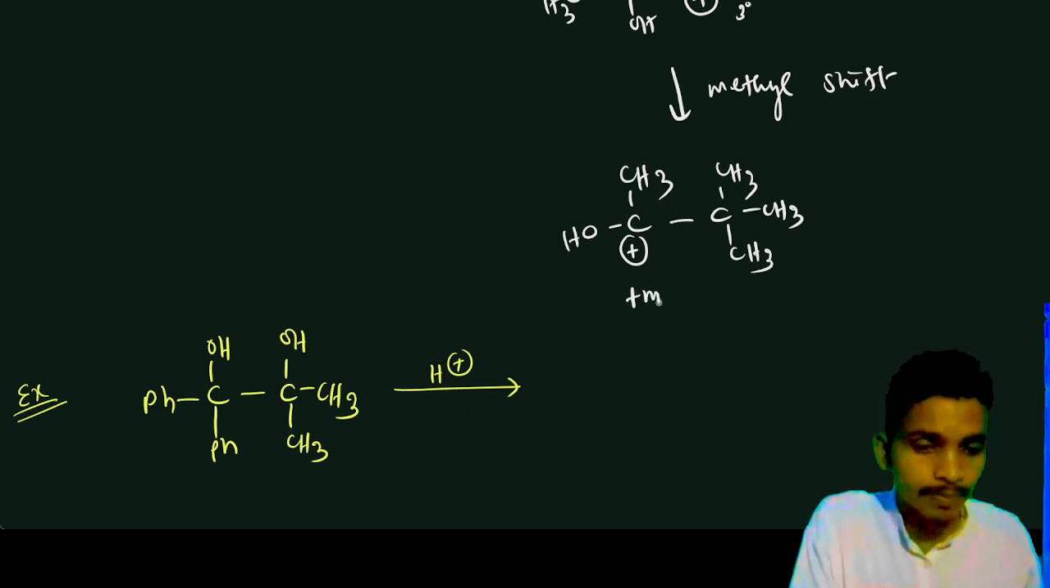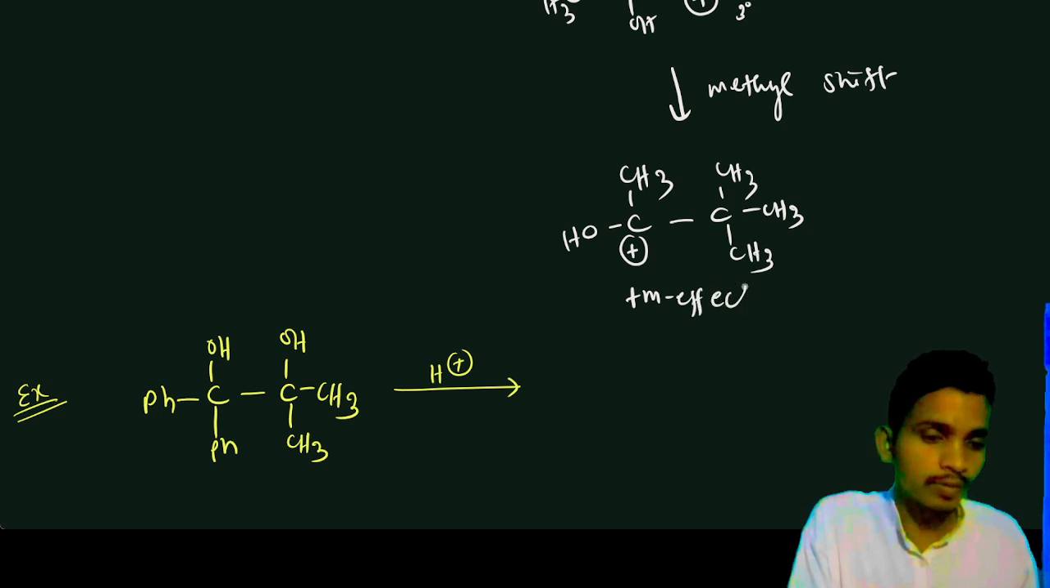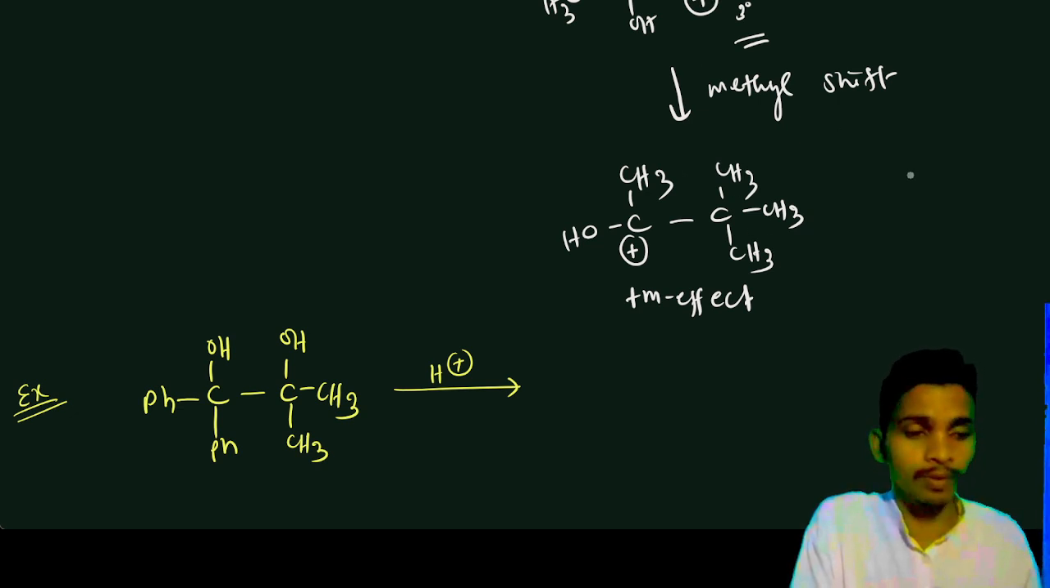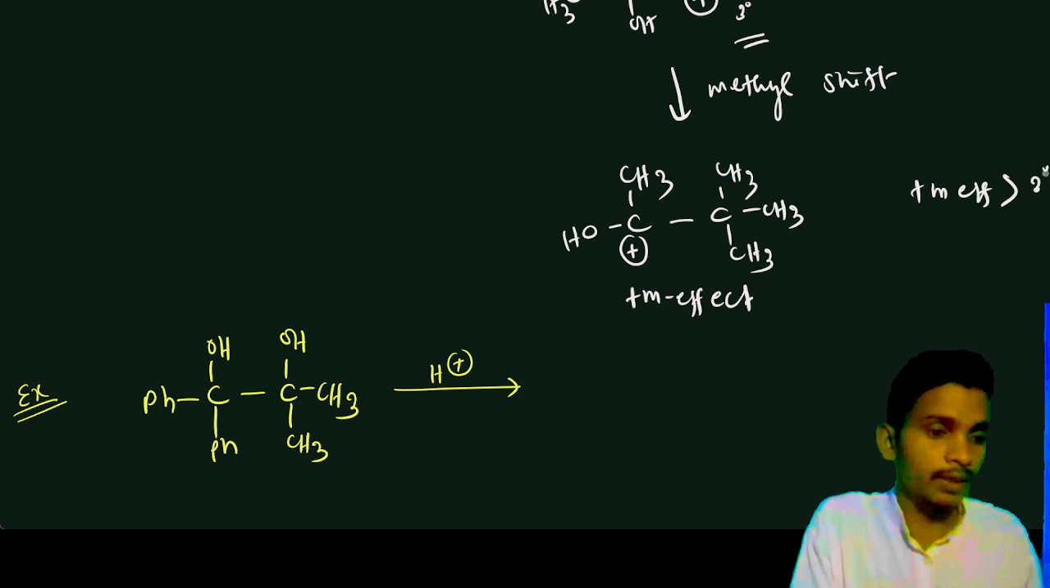stabilized by the +M effect, and this is the 3-degree carbocation. That's why this methyl shift will occur, because the +M effect is more stabilizing than a 3-degree carbocation. That is the stability of carbocations.